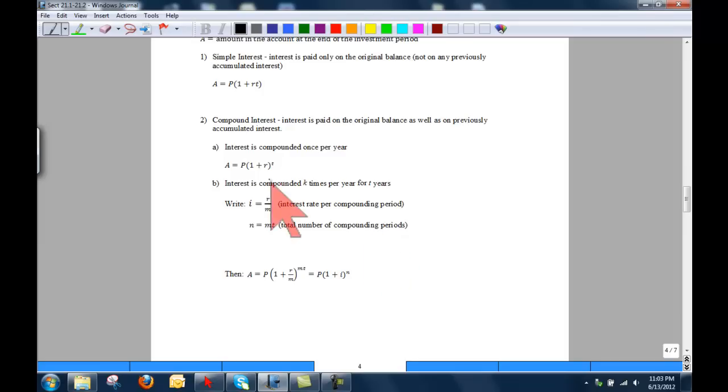And then the change in this formula is A equals P times the quantity 1 plus, instead of using R, we'll use R divided by M. The interest gets divided over the number of times per year. By the way, here's a typo. This should be an M times per year. And the T gets replaced by MT, because if it's compounding 3 times per year, then 3 times the number of years is the number of compounding periods. Then in this simpler notation with the I and the N, P times the quantity 1 plus I to the Nth power.